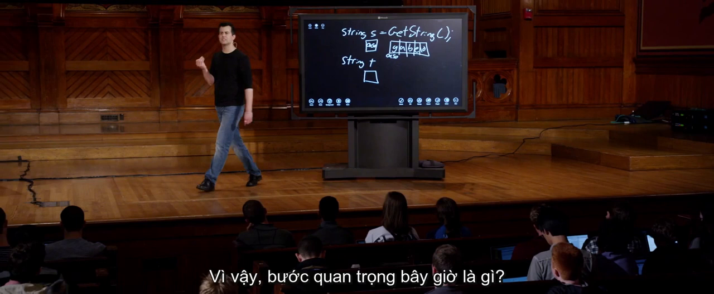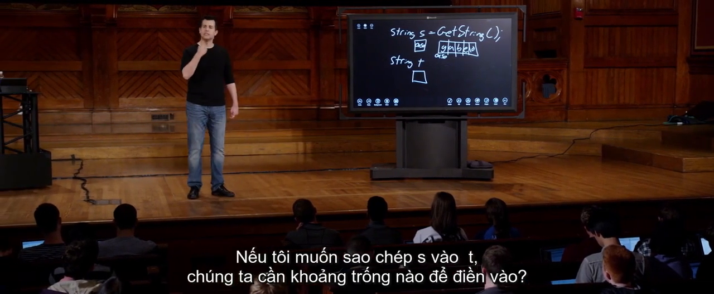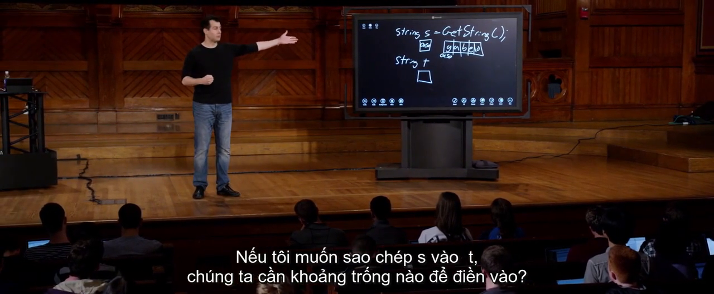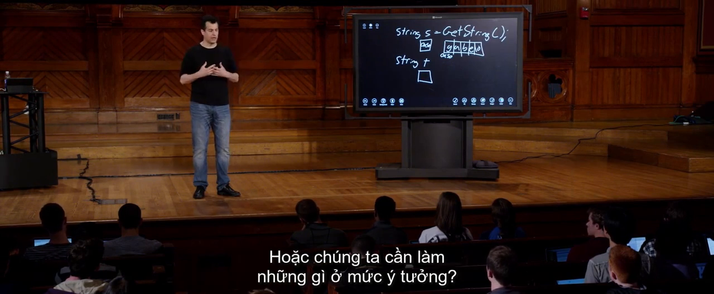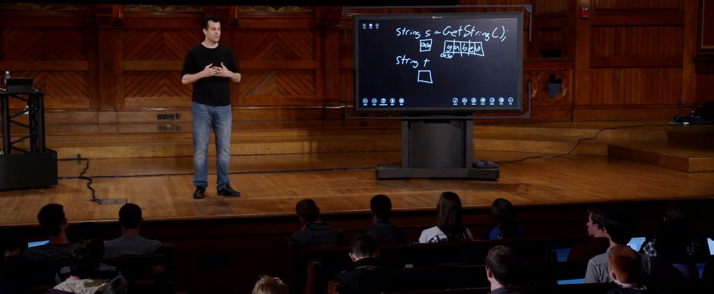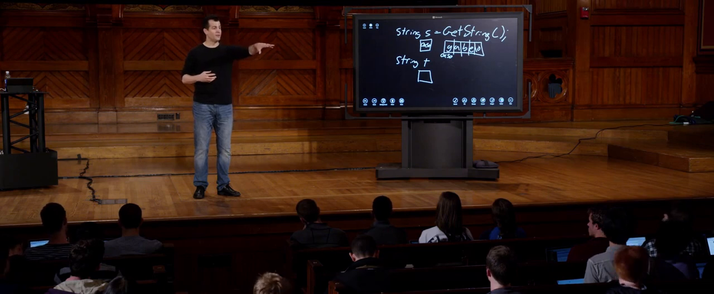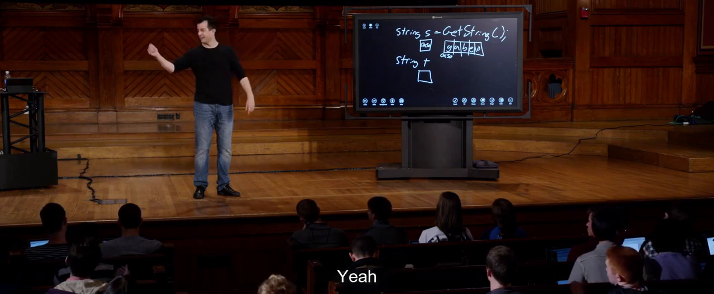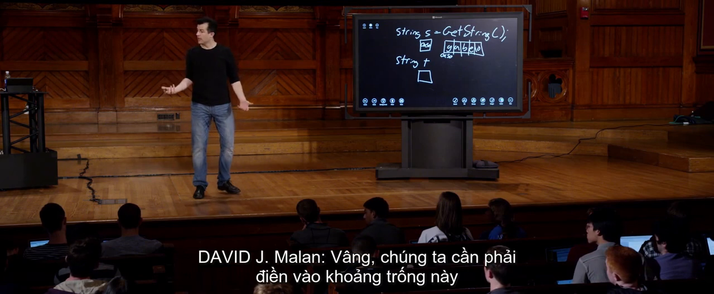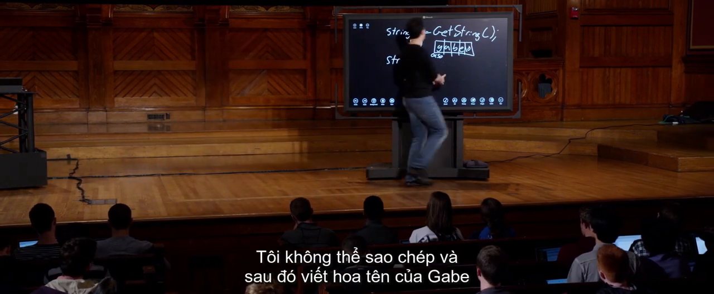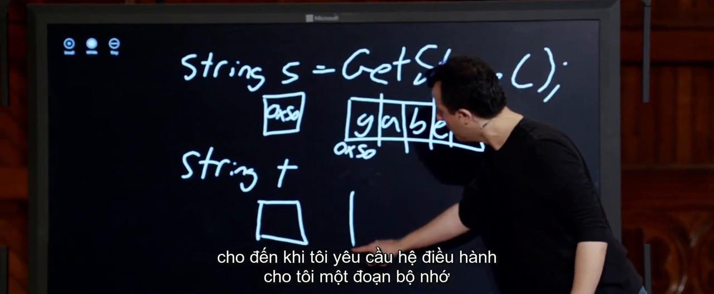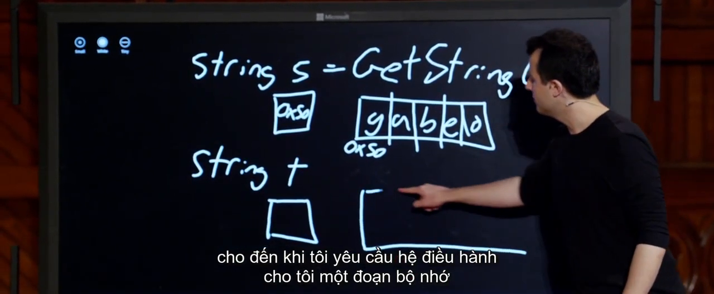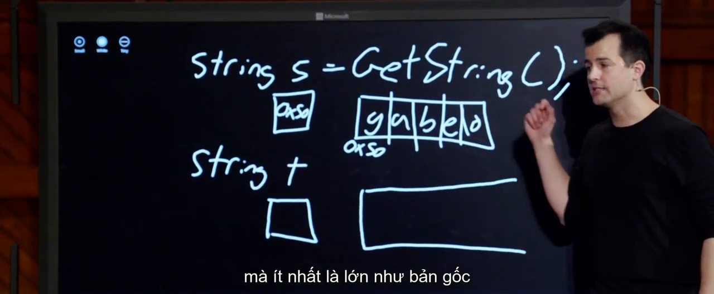So what's the key step now? If I want to copy S into T, what blank do we need to fill in here? Or what do we need to do at a high level? Yeah, we need to fill in this blank. I can't copy and then capitalize Gabe's name until I ask the operating system for another chunk of memory that's at least as big as the original.